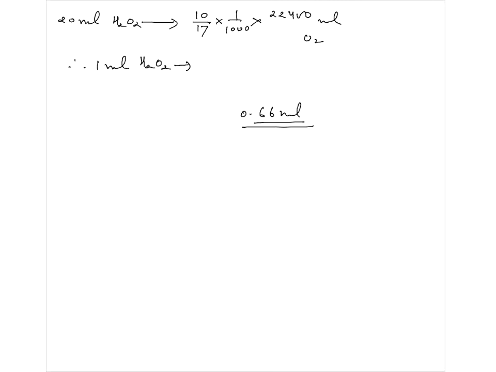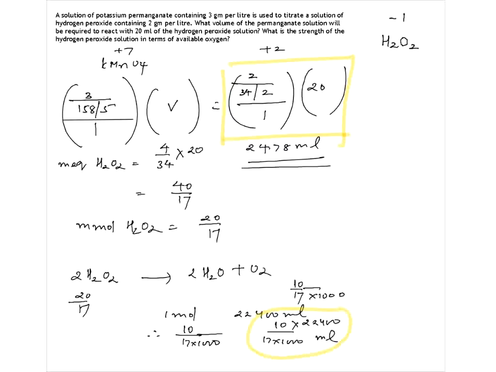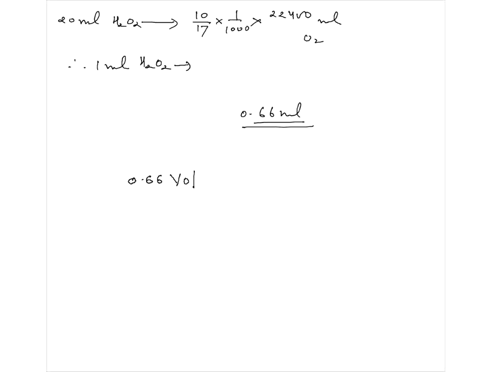So it is just 0.66 volume. That's it. We will say it is 0.66 volume hydrogen peroxide strength. That means if you take 1 ml of this hydrogen peroxide solution, you will get 0.66 ml of oxygen at NTP.